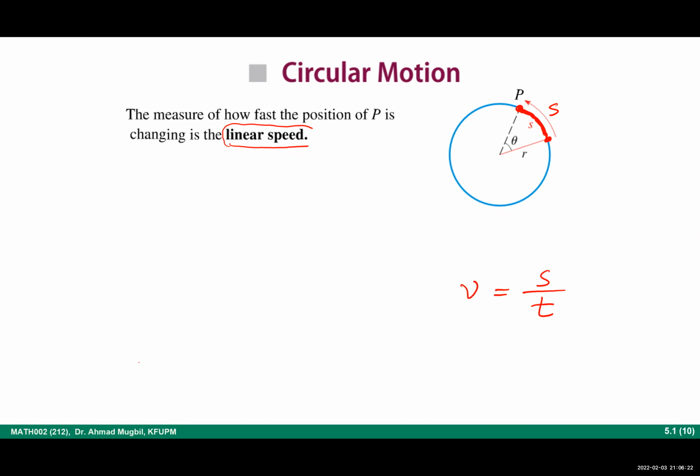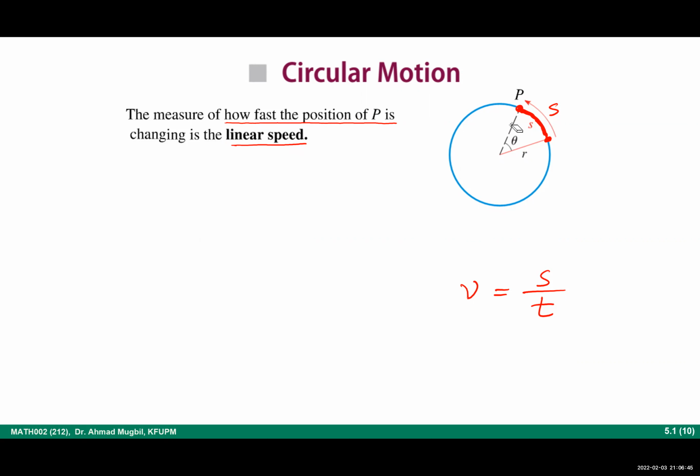Usually we denote it by v or by nu. It is up to you. This is nu in the Greek language, and this is v in English. The same, no problem. So we have here the linear speed. It is about the rate of change of the position with time. It is about how fast the position of the point is changing.